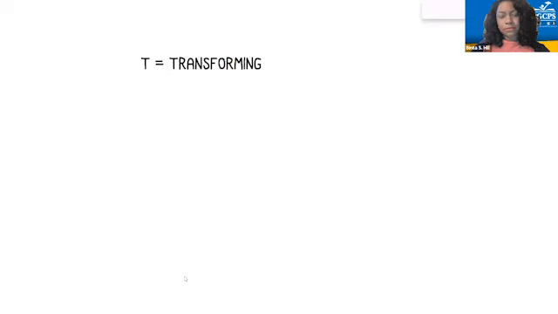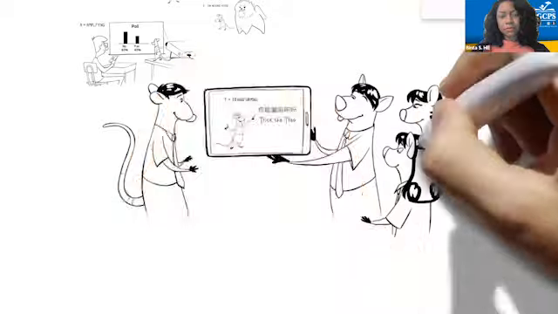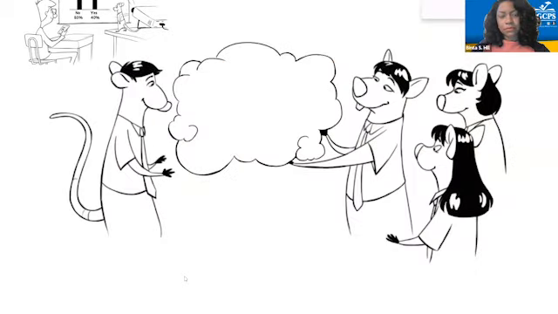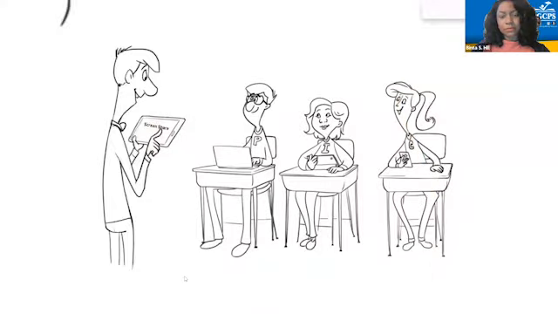The T in RAT equals transforming. It introduces new activities in learning that are impossible without technology. Take away the technology, take away the learning too. Next in our PIC-RAT model is the PIC portion.